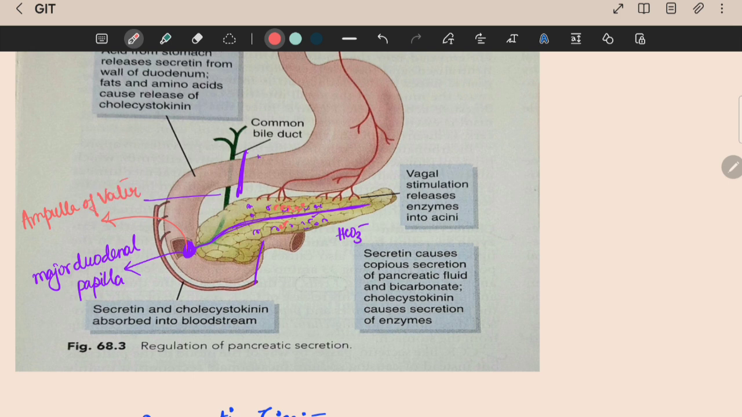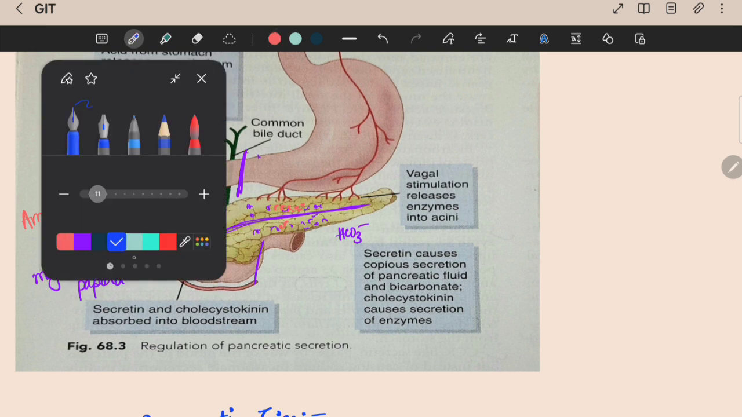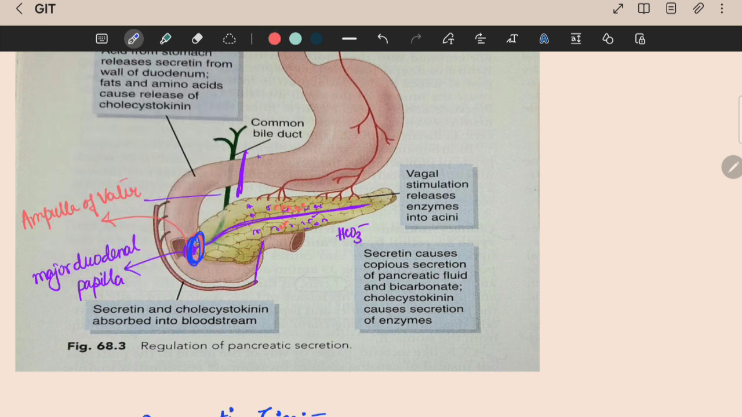Over here it is surrounded by a sphincter, and this surrounding sphincter is called the sphincter of Oddi. If you see, this is the common bile duct, and bile is also coming from here and draining into this region. From there both bile and the pancreatic juices are released into the ampulla of Vater, into the second part, at the major duodenal papilla.